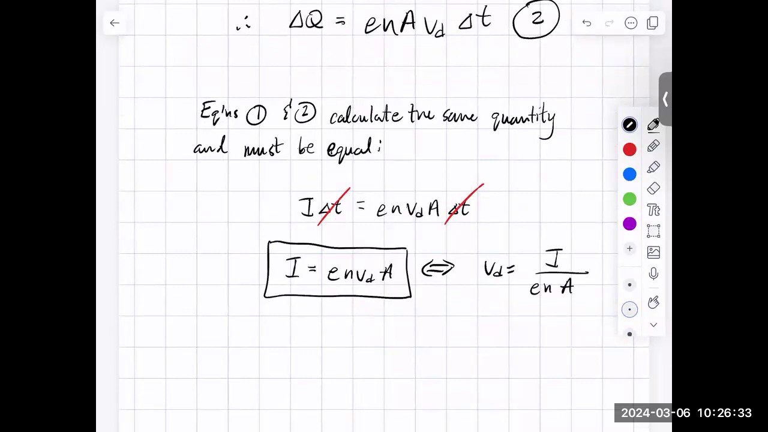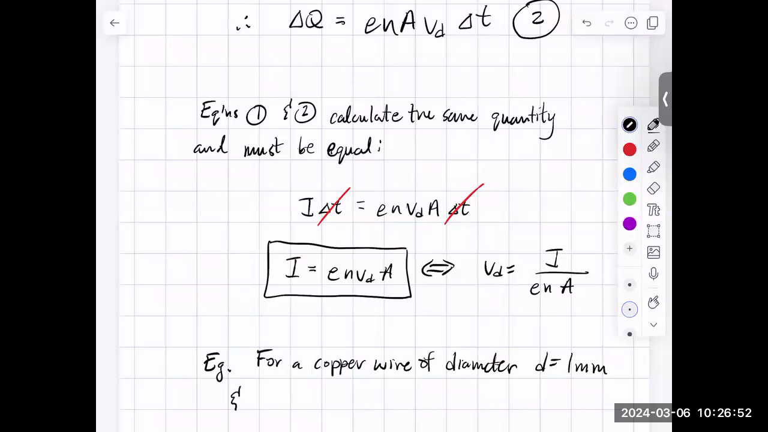So let's do an example. For a copper wire of diameter D equal to, say, 1 millimeter, and I equal to 1 amp, what is the drift velocity?